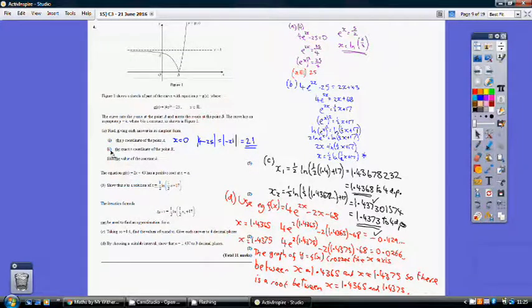Now for part A(ii), the exact x-coordinate of the point B. So that's when y equals 0. Alright, our y value is 0. So we set our function equal to 0. So 4e to the 2x minus 25 equals 0. So add 25 to both sides and divide by 4. Square rooting this gives us e to the x being 5 over 2. So x equals ln 5 over 2.